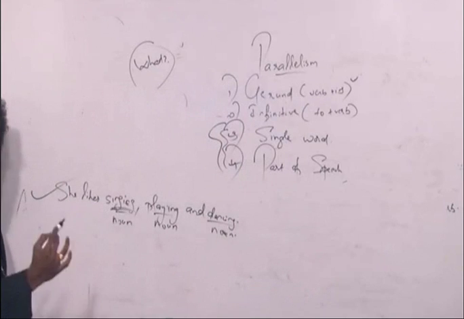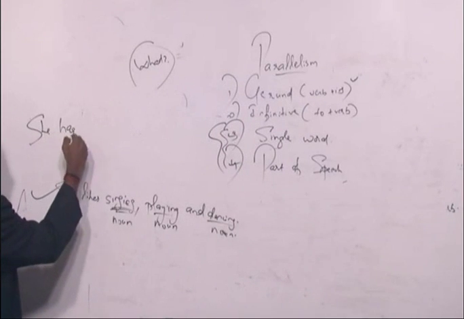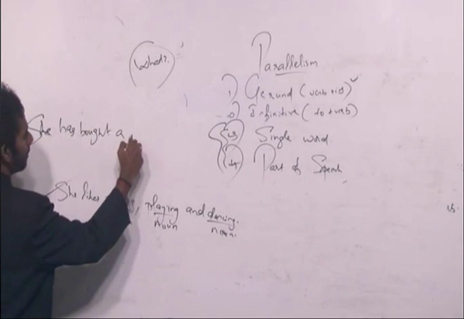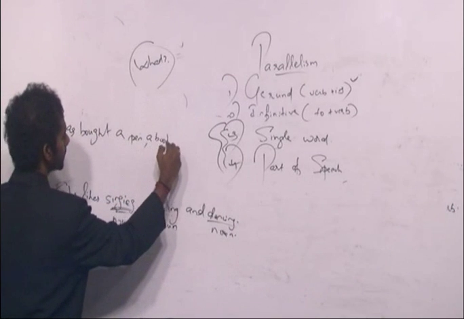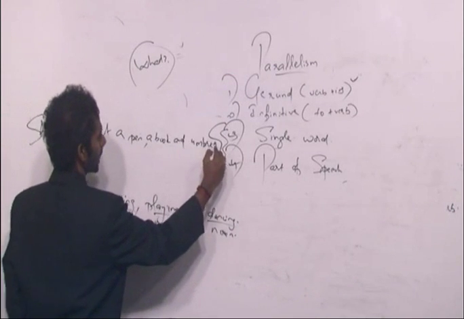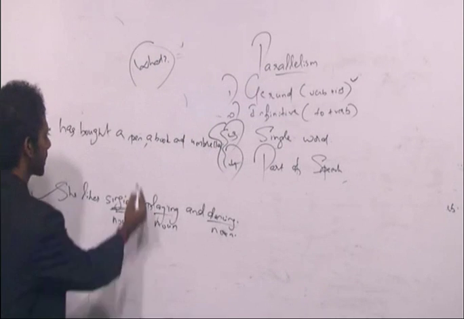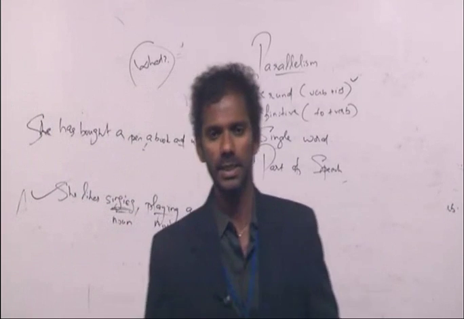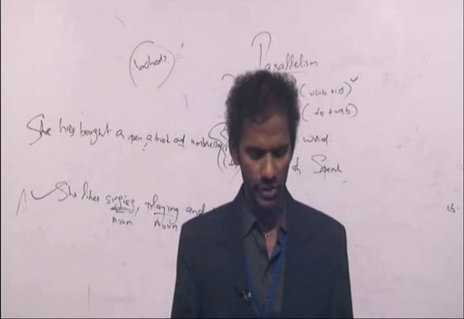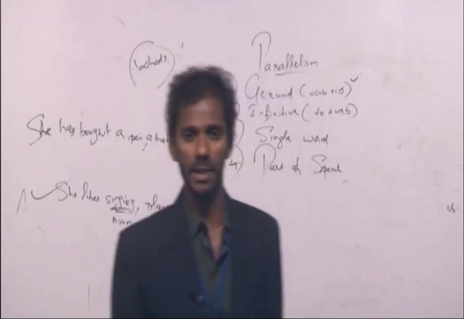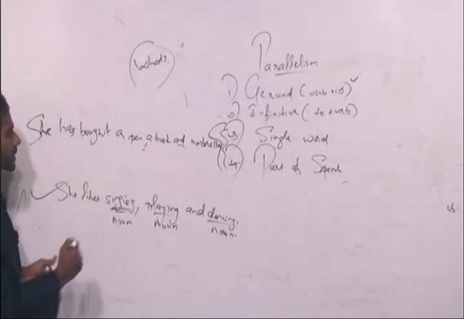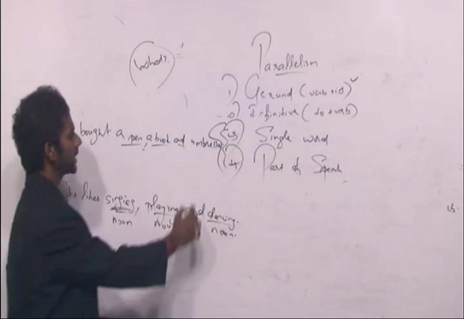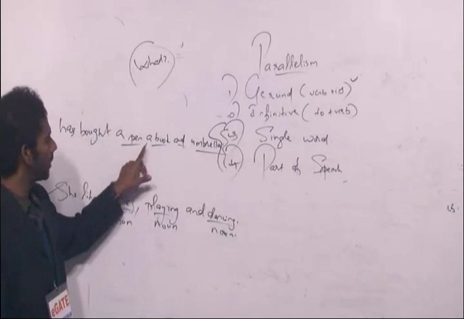What if I write? You may take down the sentence. She has bought a pen, a book, and umbrella. She has bought a pen, a book, and umbrella. Right? How many ideas are there? She has bought a pen, a book, and umbrella. Three ideas. One idea is a pen. Second idea is a book. Third idea is umbrella. Connected by comma and conjunction.